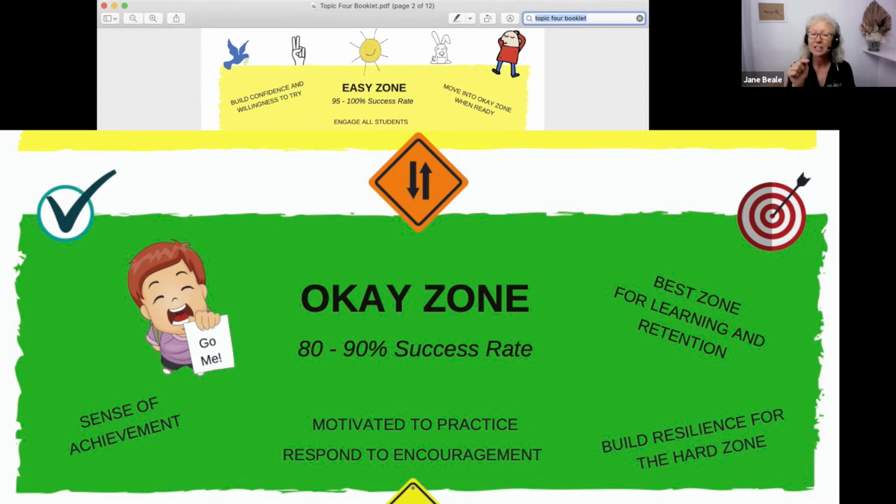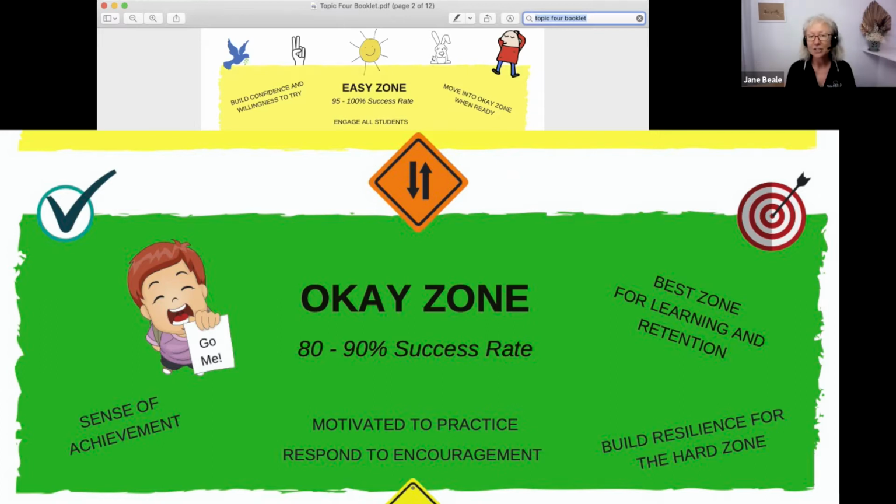But if we're in this okay zone, this green zone, we're motivated because we're getting it right nearly all of the time. And we can feel that actually we can do this. And yeah, it's a little bit hard, but I can. Actually, this is okay. And especially if someone is motivating us and someone is praising us, we're going to feel quite comfortable in this zone. This okay zone helps to build resilience for the hard zone.